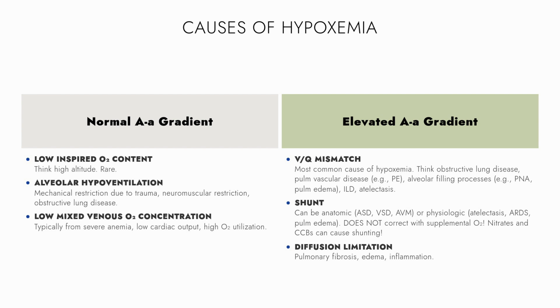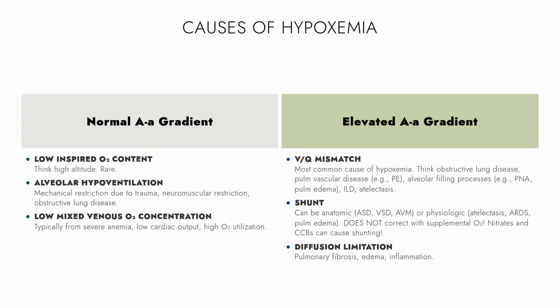Now for causes of hypoxemia with an elevated AA gradient. The most common cause of hypoxemia is ventilation perfusion, or VQ mismatch. This occurs when there's an imbalance between air reaching the alveoli and blood flow to those alveoli.